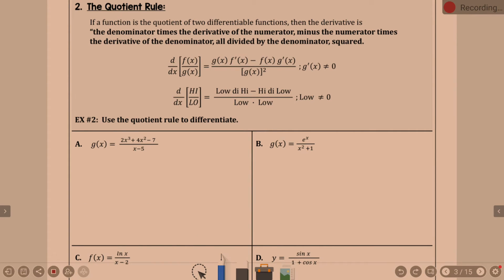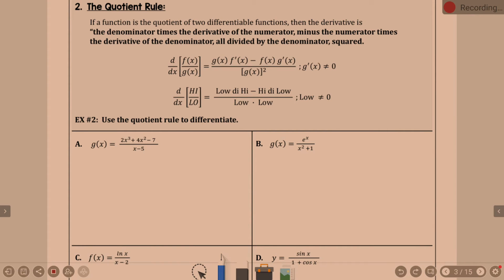Okay, that's product rule. We'll put this all together later on. But now we've got to talk quotient rule. Quotient rule, of course, is if you have two pieces being divided. Same thing as what I just warned you of. The quotient rule is not derivative of the top, derivative of the bottom, put them over each other, we're done. Okay, the quotient rule is a little more than that. If a function is a quotient of two differentiable functions, then the derivative is the denominator times the derivative of the numerator minus the numerator times the derivative of the denominator, all divided by the denominator squared.